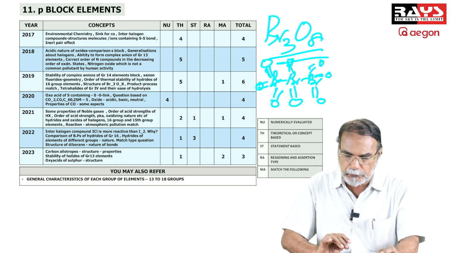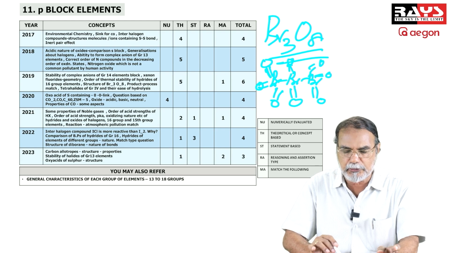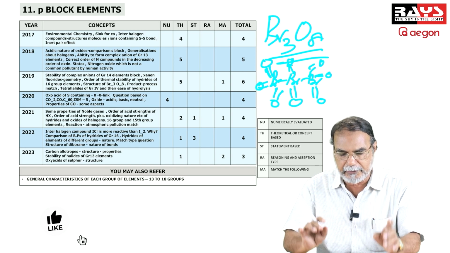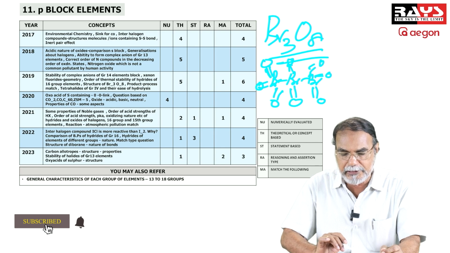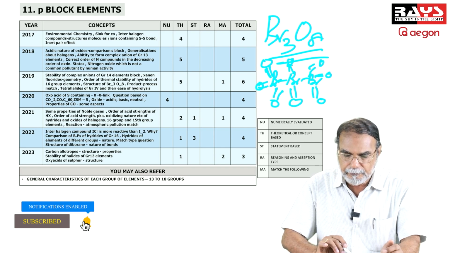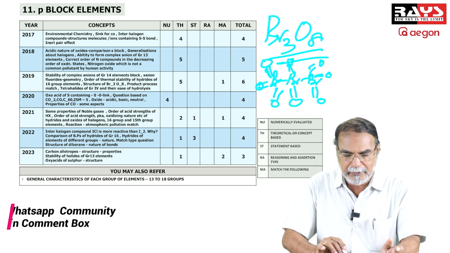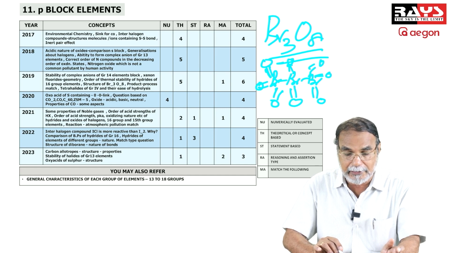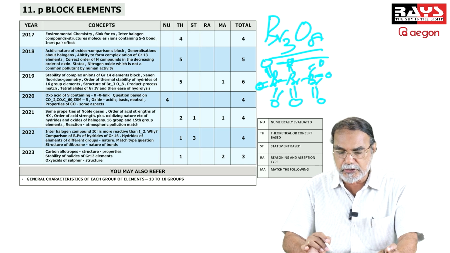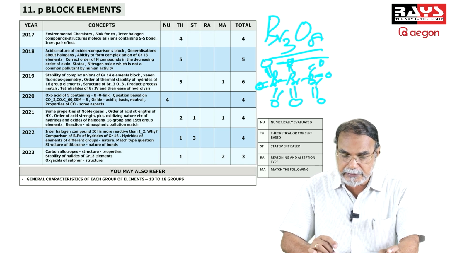And 2020, oxo acids of sulfur containing an OO link. Just go through the structures of the oxo acids of sulfur. Try to remember that in your mind and locate those in which there is an OO linkage. Questions based on carbon dioxide, carbon monoxide, carbon 60, that is fullerene, and Cs 5, that is zeolite, and some question about the oxides, their acidic, basic, neutral character.